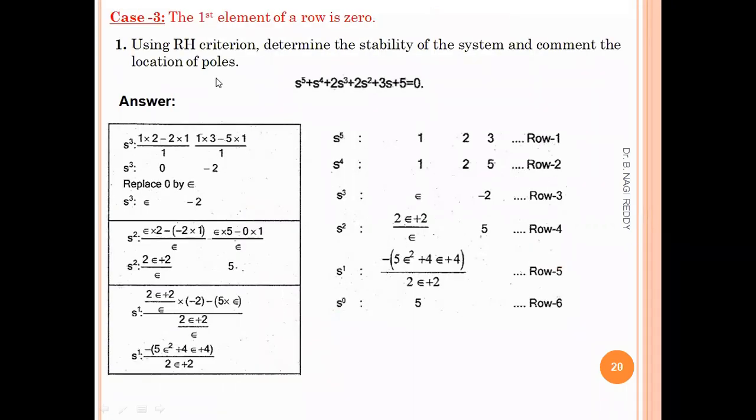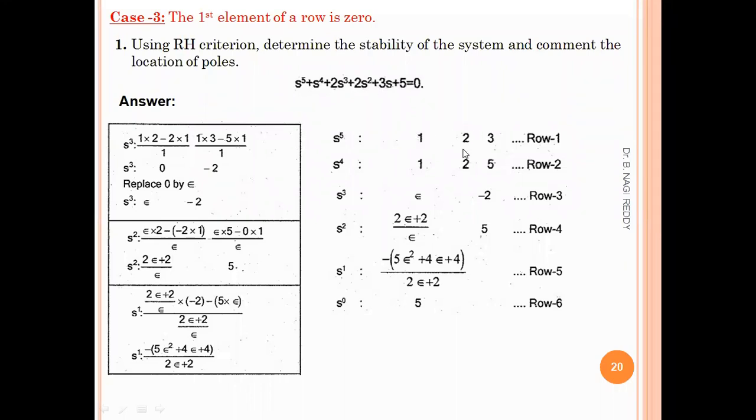Now the third case is very simple when compared with the second case. In the third case, we have to determine the stability, and we have to comment on the poles also, right? This is s power 5, which means we have five roots for this characteristic equation.